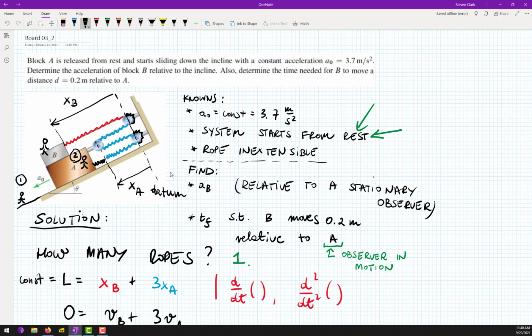Basically, that L1 that we use is not specifically the length of the rope. It's just the length that you find.